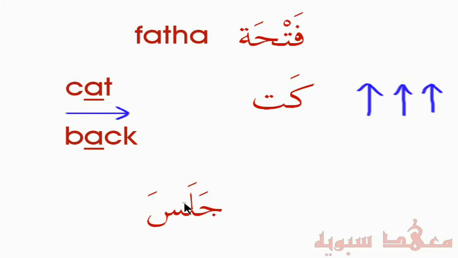Then we have the lam here. That's equivalent to the letter L in English, like the word look. To pronounce the lam with the fatha, it's la. So ja, la. And then finally we have the sin. That's equivalent to the S sound in English. So this will be sa. So ja, la, sa. Jalasa. So jalasa means he sat.